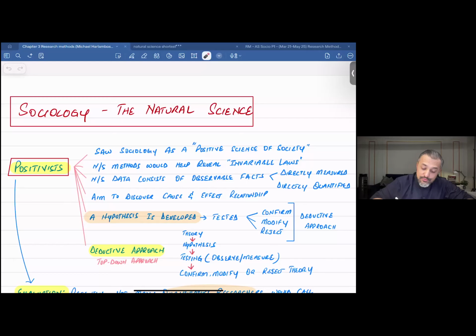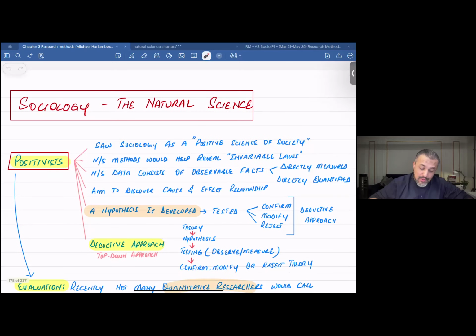Natural science methods, according to positivists, would help reveal invariable laws. Natural science data consists of observable facts that can be directly measured, that can be directly quantified. And positivists believe that sociology aims to discover cause and effect relationships when it comes to the social structures of society. Now, what needs to be understood is that the positivists believe that natural science methods can and should be used for sociological research.